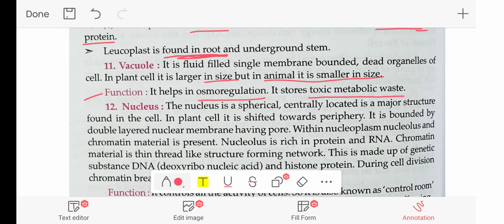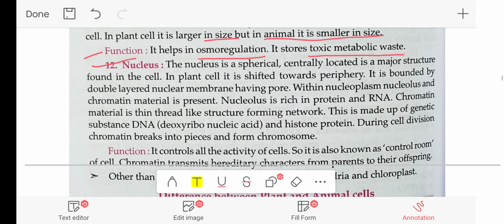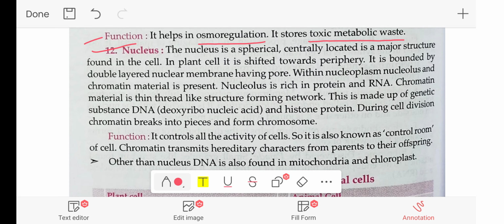Next, nucleus. The nucleus is a spherical, centrally located, major structure found in the cell. In the plant cell, it is shifted towards the periphery. It is bounded by a double-layered nuclear membrane having pores. Within the nucleoplasm, nucleolus and chromatin material are present. Nucleus is rich in protein and RNA. Chromatin material is a thin thread-like structure forming a network.